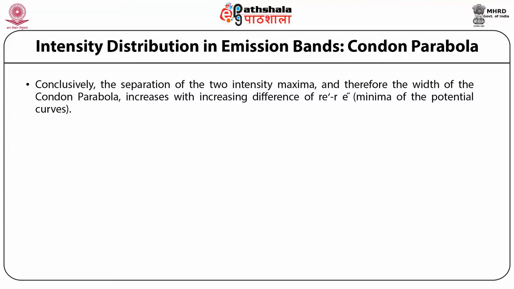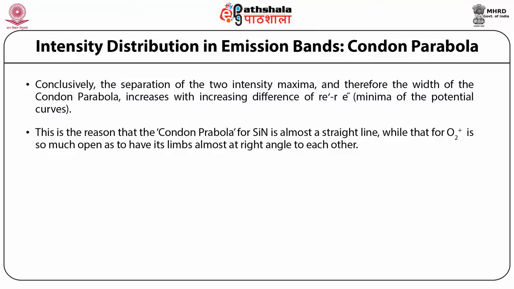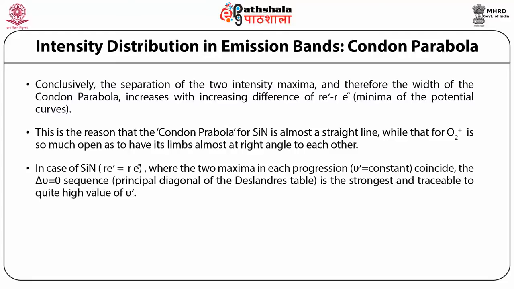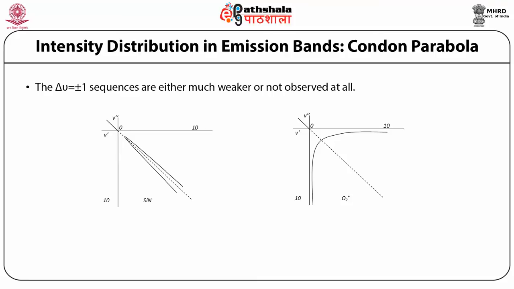This is the reason that the Condon parabola for SiN is almost a straight line, while that for O2 is so open as to have its limbs almost at right angles to each other, as shown in the figure. In the case of SiN, Re′ equals Re″, where the two maxima in each progression corresponding to ν′ = constant coincide. So the Δν = 0 sequence, the principal diagonal of the Deslandres table, is the strongest and traceable to quite high values of ν′. The Δν = ±1 sequences are either much weaker or not observed at all.